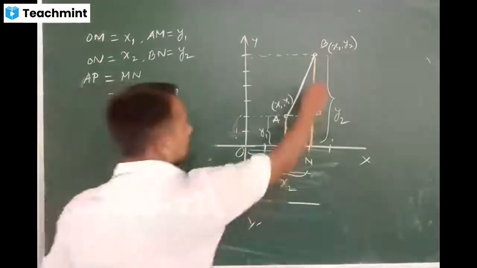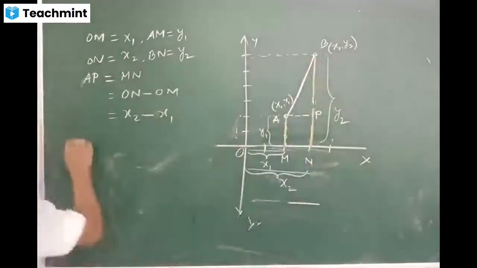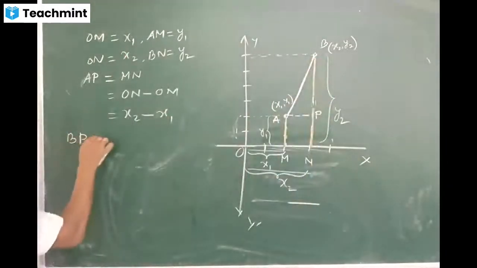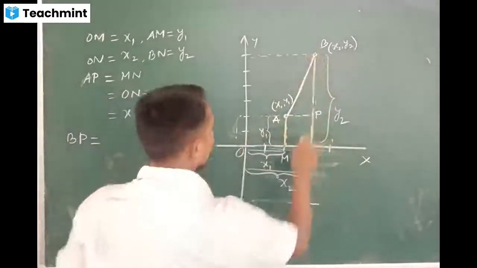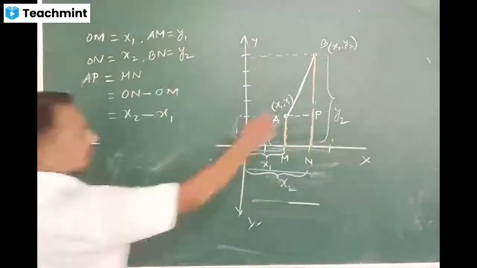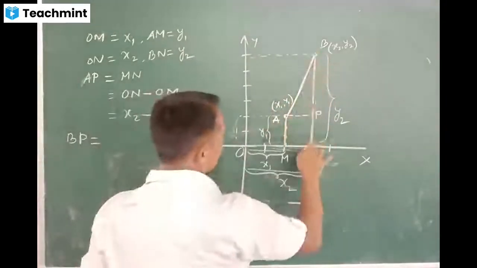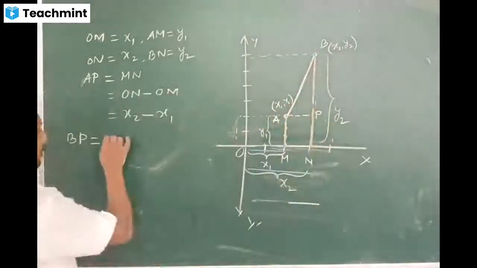Same way, if we need BP, the whole length is BP, and from this we have to reduce PN.